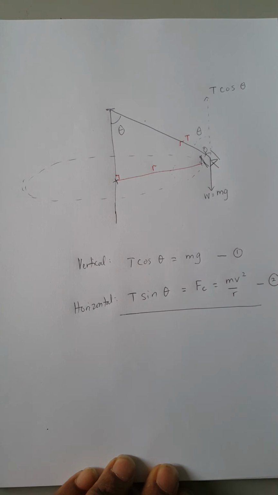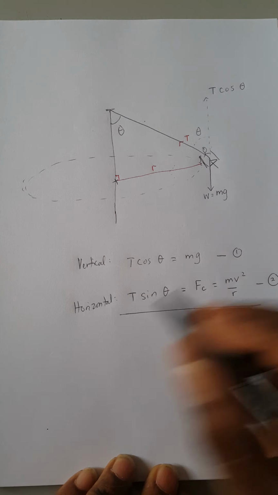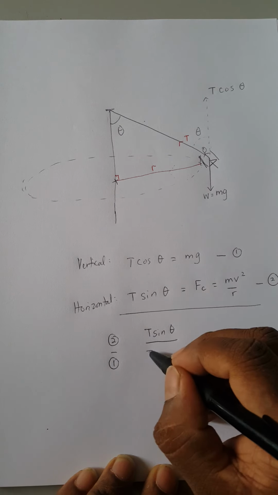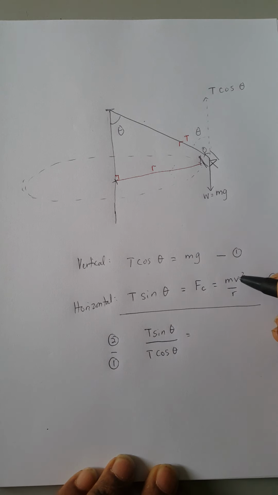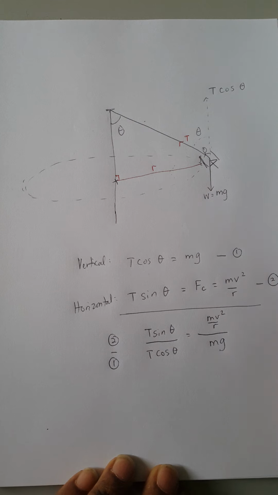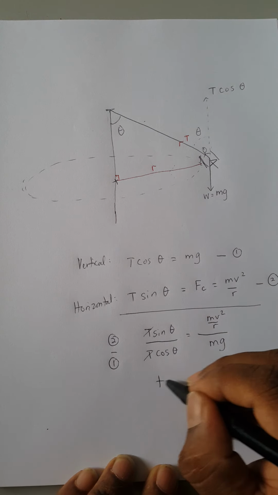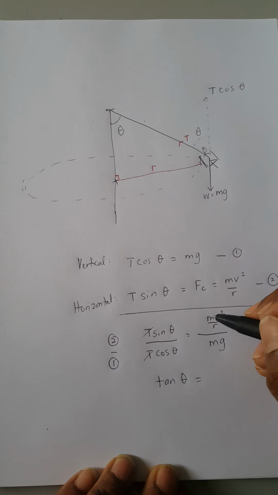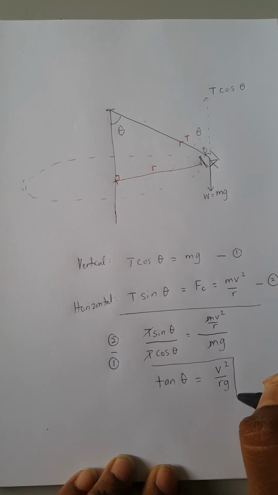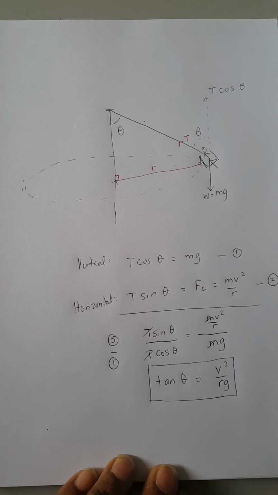We know that sine theta over cos theta is tangent theta, so we divide equation 2 by 1. So T sine theta over T cos theta equals mv squared over r divided by mg. T cancels, sine over cos is tangent theta, m cancels, so you get v squared over rg. So tangent theta equals v squared over rg.